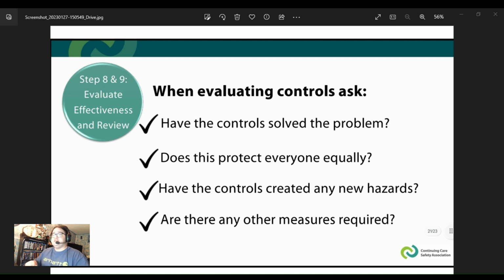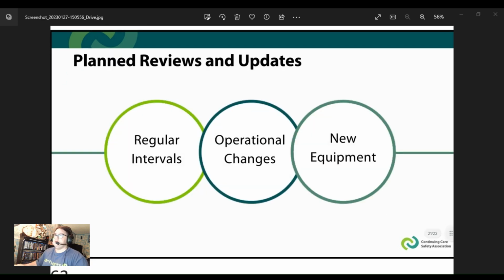Some reviews of the hazard assessments may be planned or scheduled, while some reviews may be triggered as a result of incident reports or identification of trends. So, planned reviews: regular intervals, operational changes, and new equipment. At regular intervals, best practice in the continuing care industry is to update hazard assessments on an annual basis. New legislative requirements for total review of an organization's health and safety program is every 3 years. Operational changes to the way the work is done at an organization, such as new chemicals or procedures or processes, or simply if we just get new equipment in.